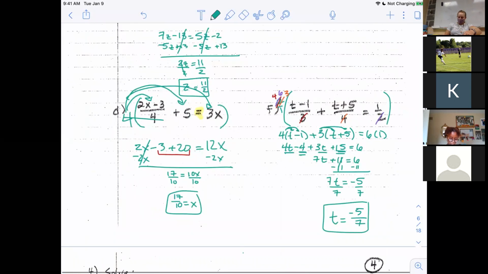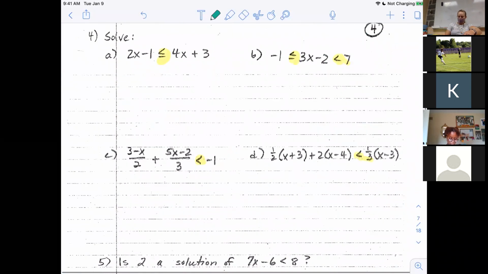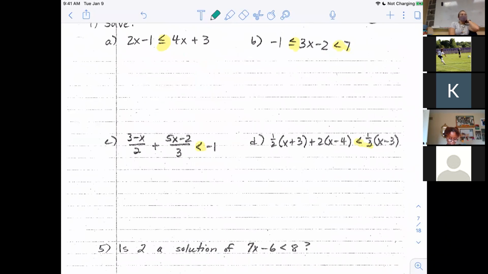All right, so we finished that whole page. Let's move on to the next. Now I've got inequalities. Is there something I need to be careful of with inequalities? Flip the thing when? Very good. If you divide by a negative, you have to flip it. Most everything else is the same, so let's just work through it and see what we know.